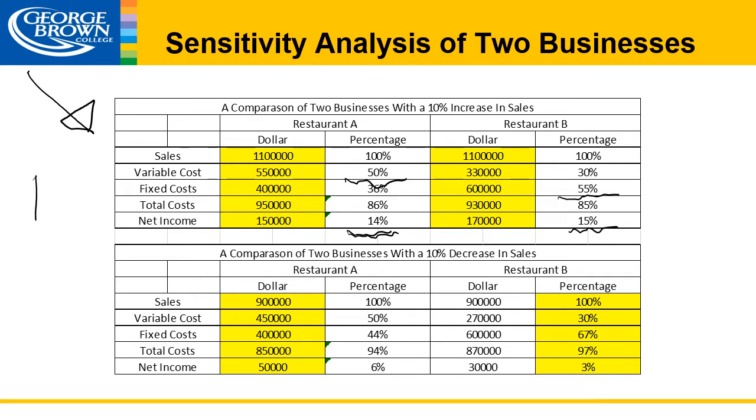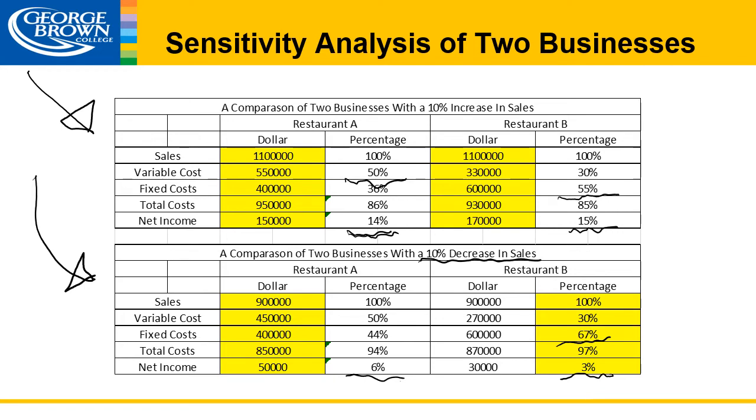On the other hand, we have another table down here with another sales scenario. This is a comparison of the two businesses with a 10% decrease in sales. If you look down at the net income, you'll notice that restaurant B now has a 3% profit margin and restaurant A has a 6%. So in this case, because restaurant A has low operational leverage, or higher variable costs in their cost structure, they're actually outperforming restaurant B, because restaurant B has higher fixed costs.